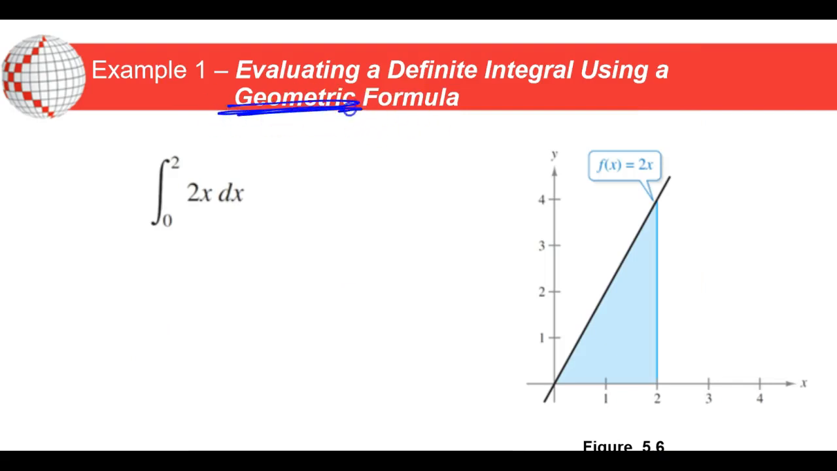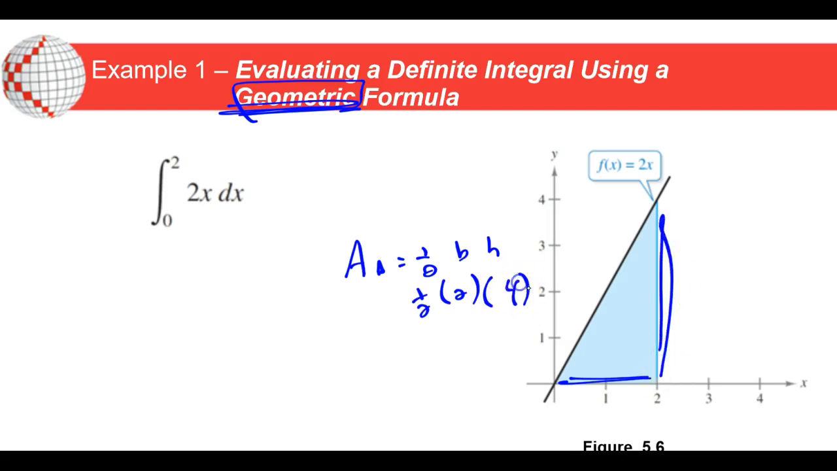This says use geometry for our very first example. I see this is a triangle, and the area of a triangle is 1/2 base times height. So I'll take 1/2. The base of this thing is 2. The height of this thing looks to be 4. And the area turns out to be 4.